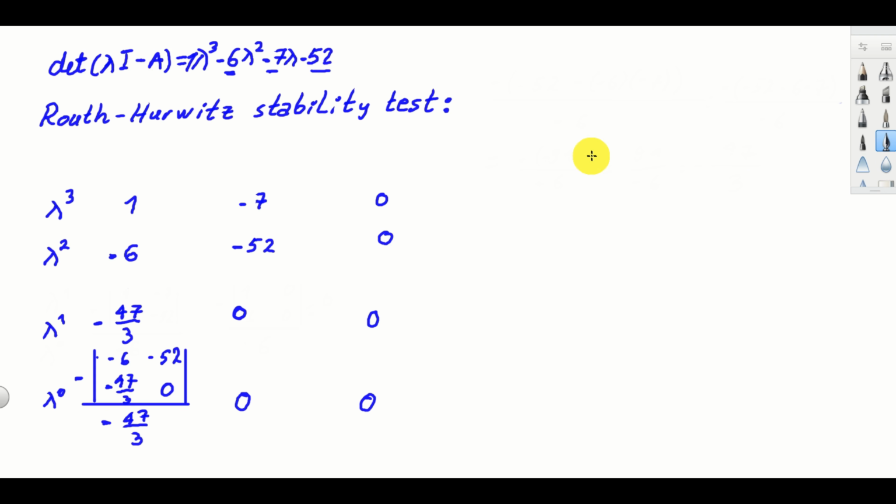Let's see, what do we have? We are computing this entry. In the denominator we will have minus 47 over 3. In the numerator we will have minus 6 multiplying 0 becomes 0, and then we will have, let's write it down, minus 6 multiplying 0 is 0, then we will have minus 52 multiplying minus 47 over 3. This becomes 52 multiplying 47 over 3 with the minus sign. So we'll have minus 52 multiplying 47 over 3.